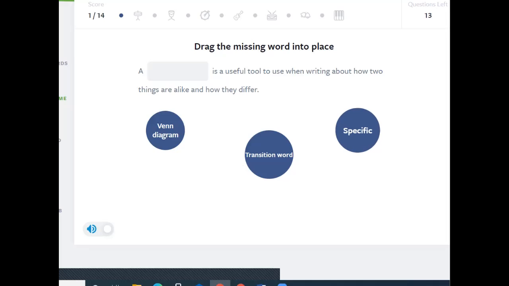Well, let's see. Specific, that's an adjective. It looks like we're looking for a tool, which would be a noun because it's a thing. Transition word, that is a noun, but is a transition word a useful tool to use when writing about how two things are alike and how they differ? Or is it a Venn diagram? Transition words are usually words or phrases. A Venn diagram is a type of chart, and a type of chart you can also say is a tool. I'm going to choose Venn diagram.